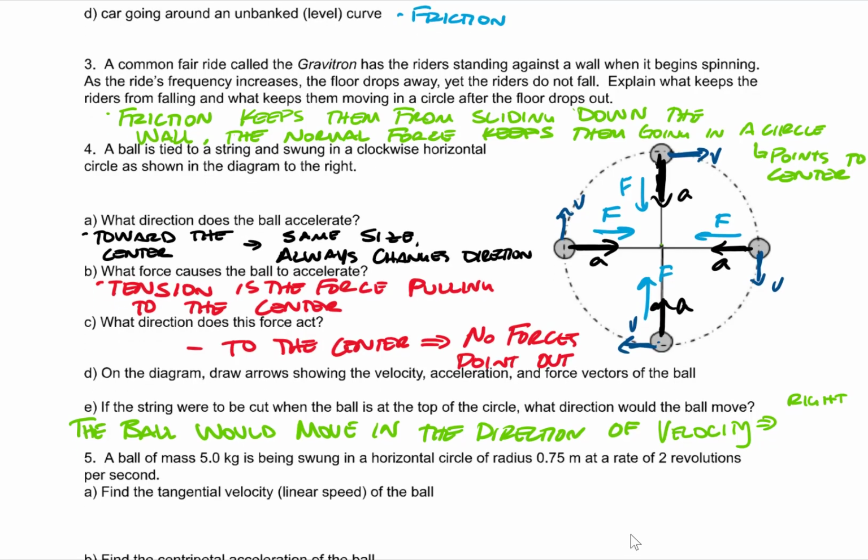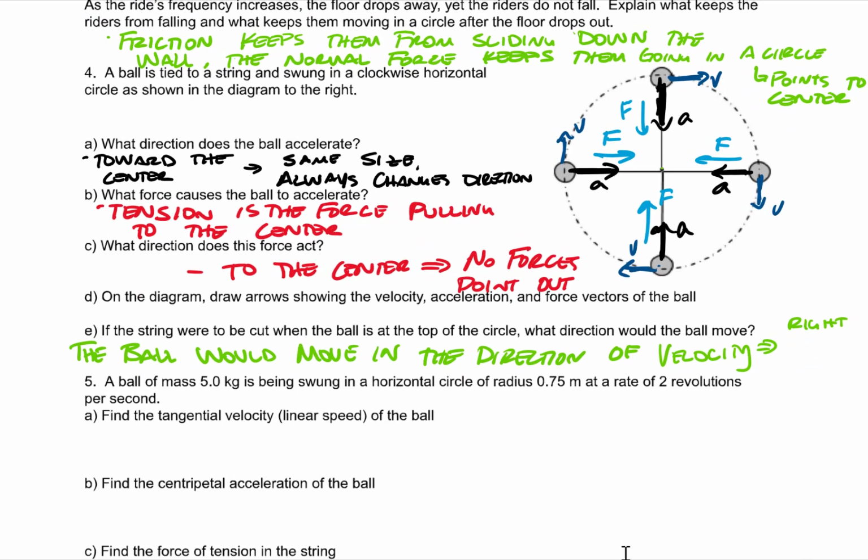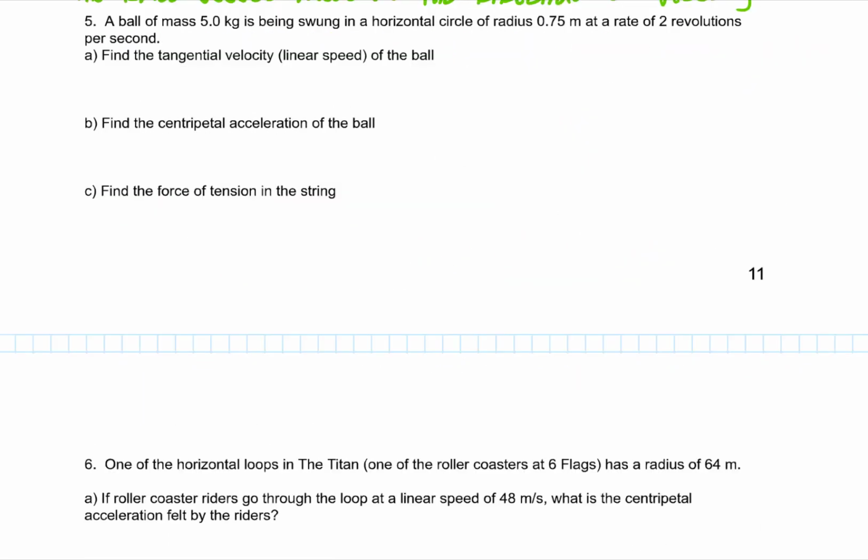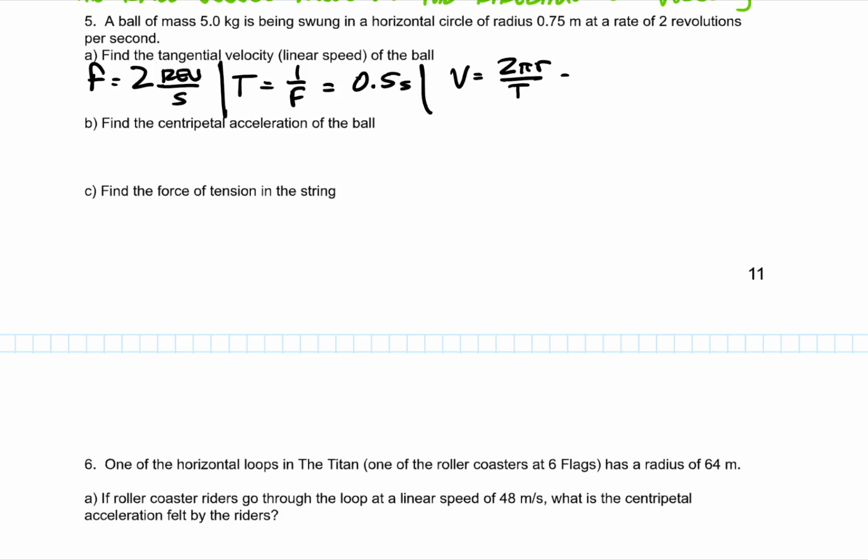All right, next question. We have a ball of mass 5 kilograms swung in a horizontal circle at a rate of 2 revolutions per second. We want the linear speed of the ball. So what I like to do first, I see that the frequency is 2 revolutions per second. The period is 1 over the frequency, so the period is 0.5 seconds. If I want the velocity, or the linear speed of the ball, it's going to be 2πr, the circumference of the circle, divided by how long it takes to go around the circle once.